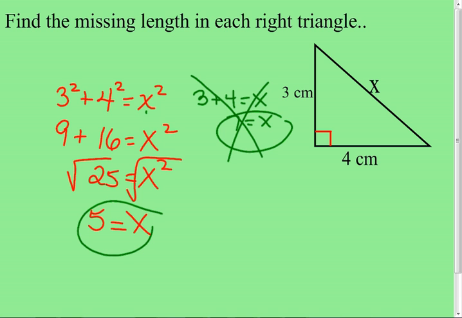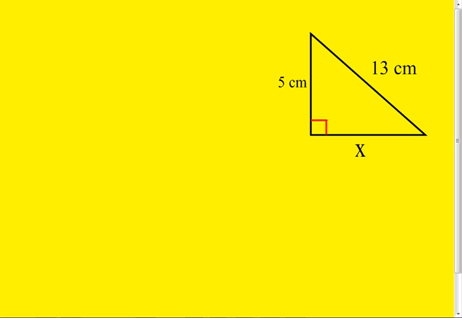Now this is a 3, 4, 5 triangle. Tomorrow we'll talk more about special triangles where the sides are all whole numbers. Doesn't happen very often. Okay, like I know what the answer to this one is. It's going to be 12.